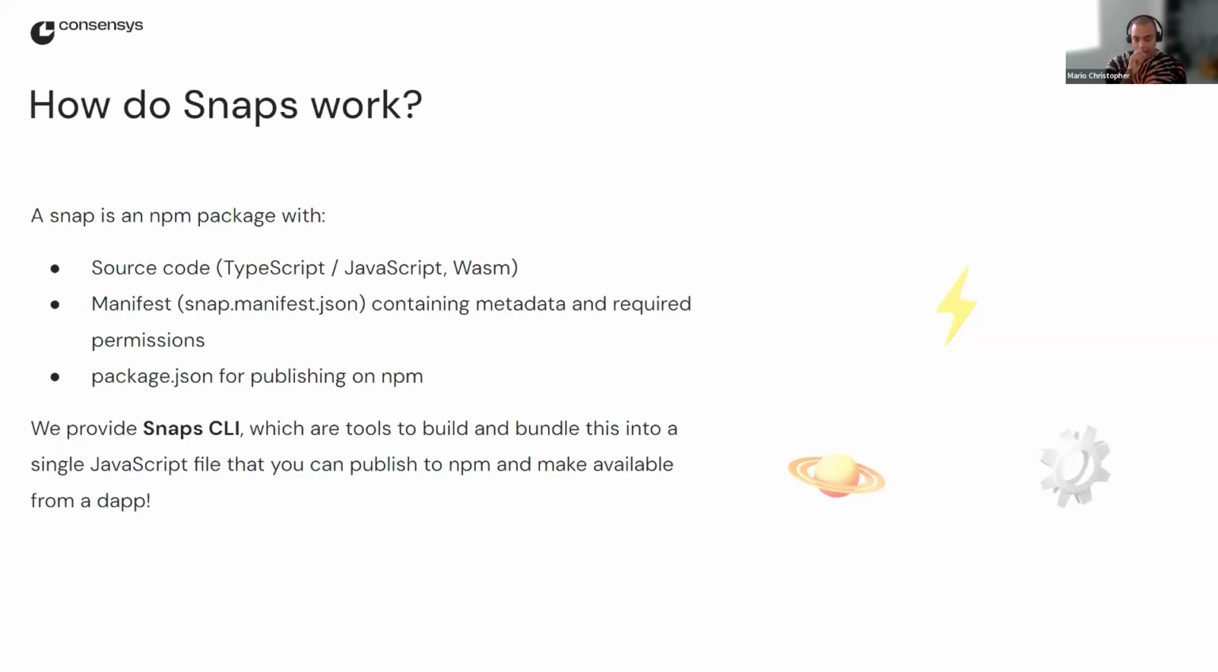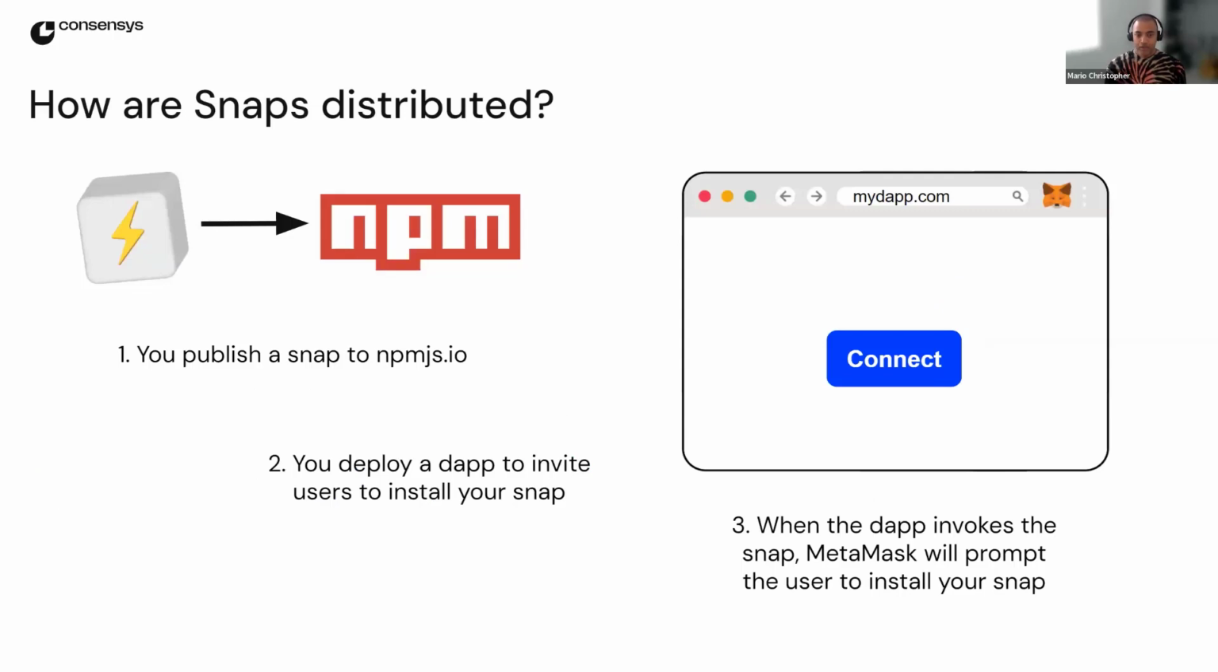Along with this, we also provide a set of CLI tools. And today, these tools would be used in your package.json scripts. These tools would essentially build your snap. It would take all your project code and bundle them into a single file. And then this single file is published to NPM as a package. So once your code is developed, you would publish your snap to NPM. And then you would have an accompanying DApp.